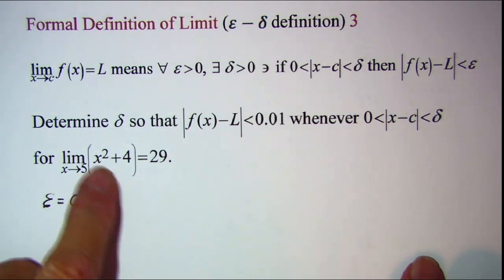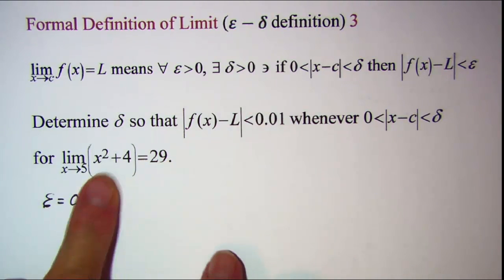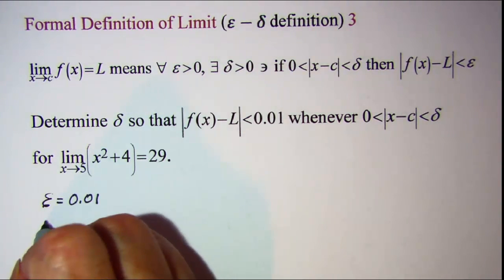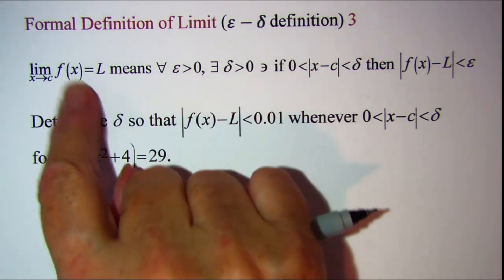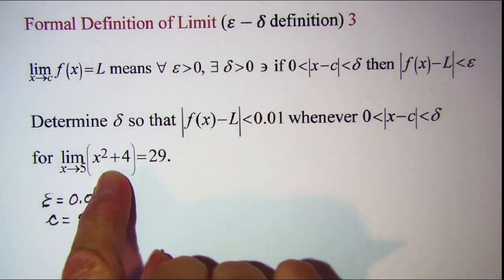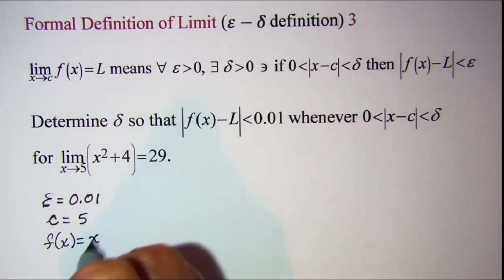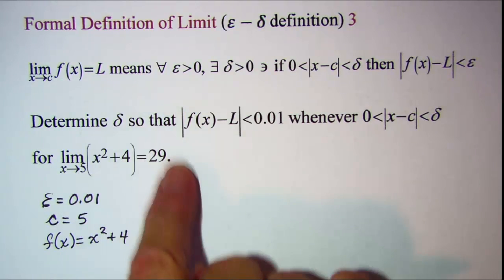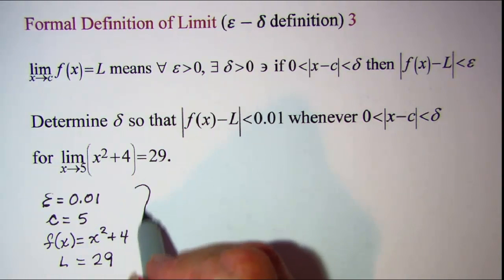And comparing this with our initial problem here, we can see that c is 5 and f of x is x squared plus 4, and L is 29. So let's use these values.